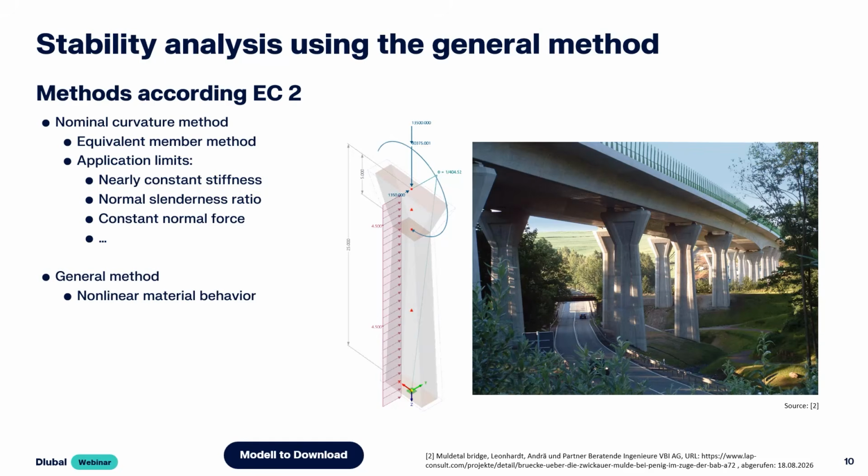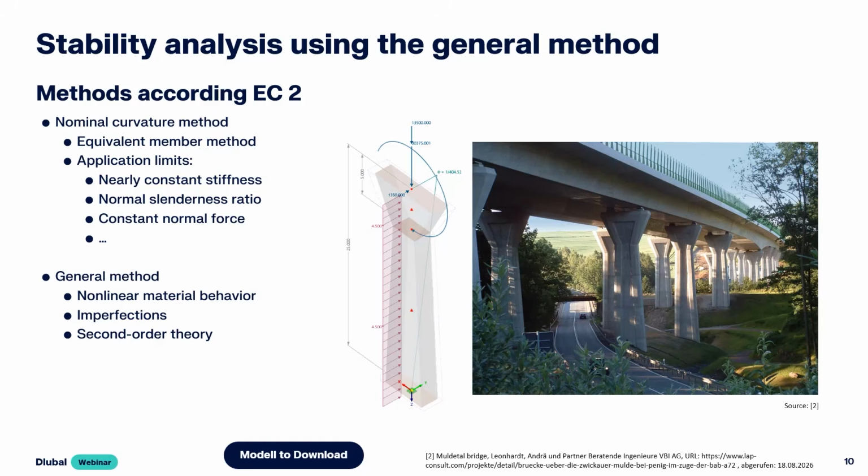The method we want to focus on today is the general method. Here, nonlinear material behavior is assumed as the basis. Imperfections are applied to the system. The stability is then calculated with full interaction of the entire structure directly according to second-order theory.